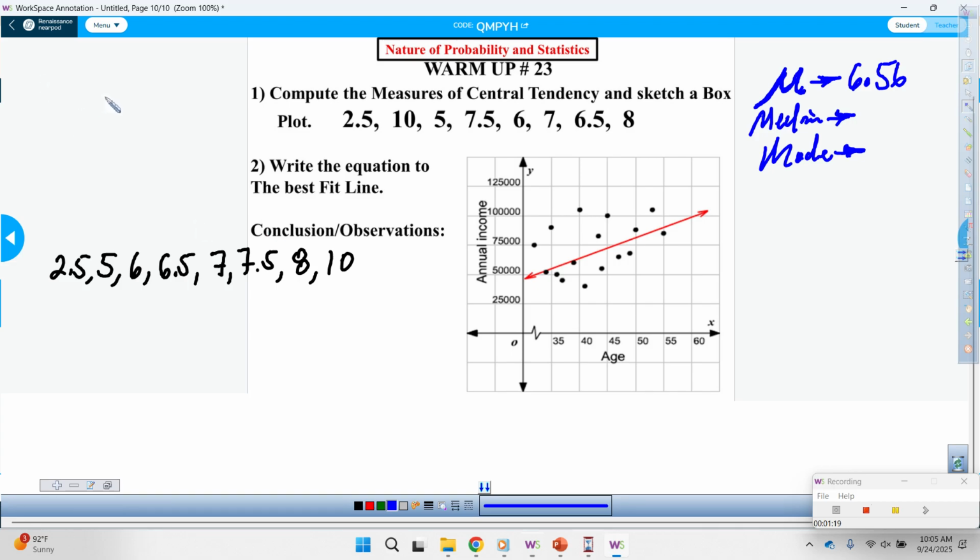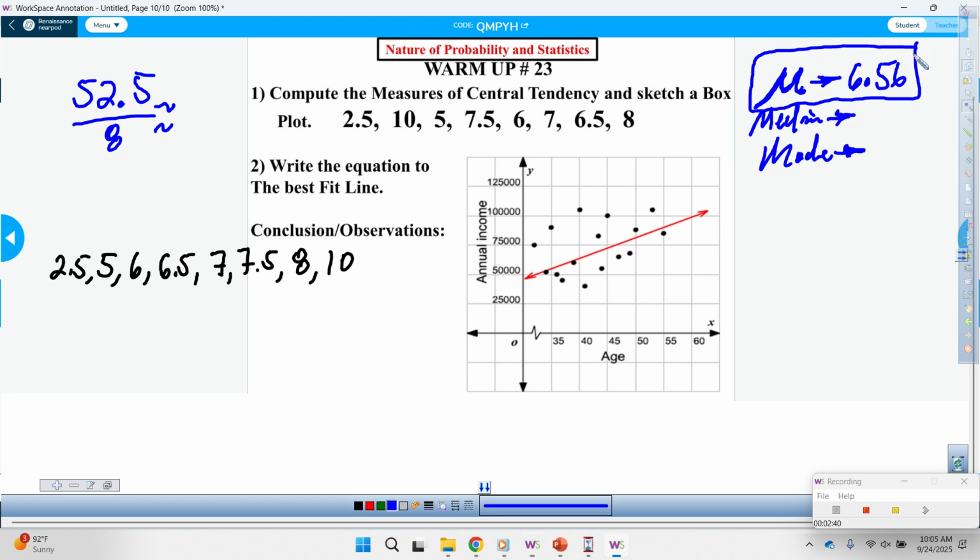Can't hear. The sum. 52.5. And if you got 52.5, all right, divided by, looks like it's 8. 6.56. All right, so it looks like it's correct.